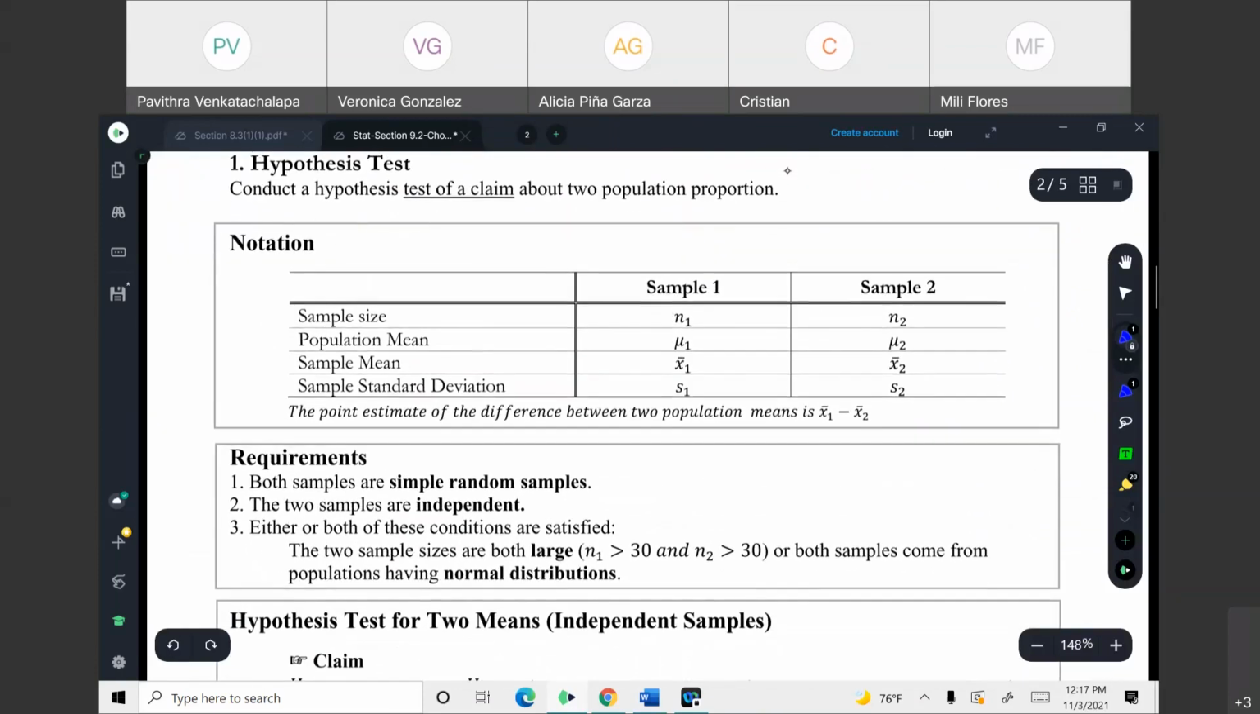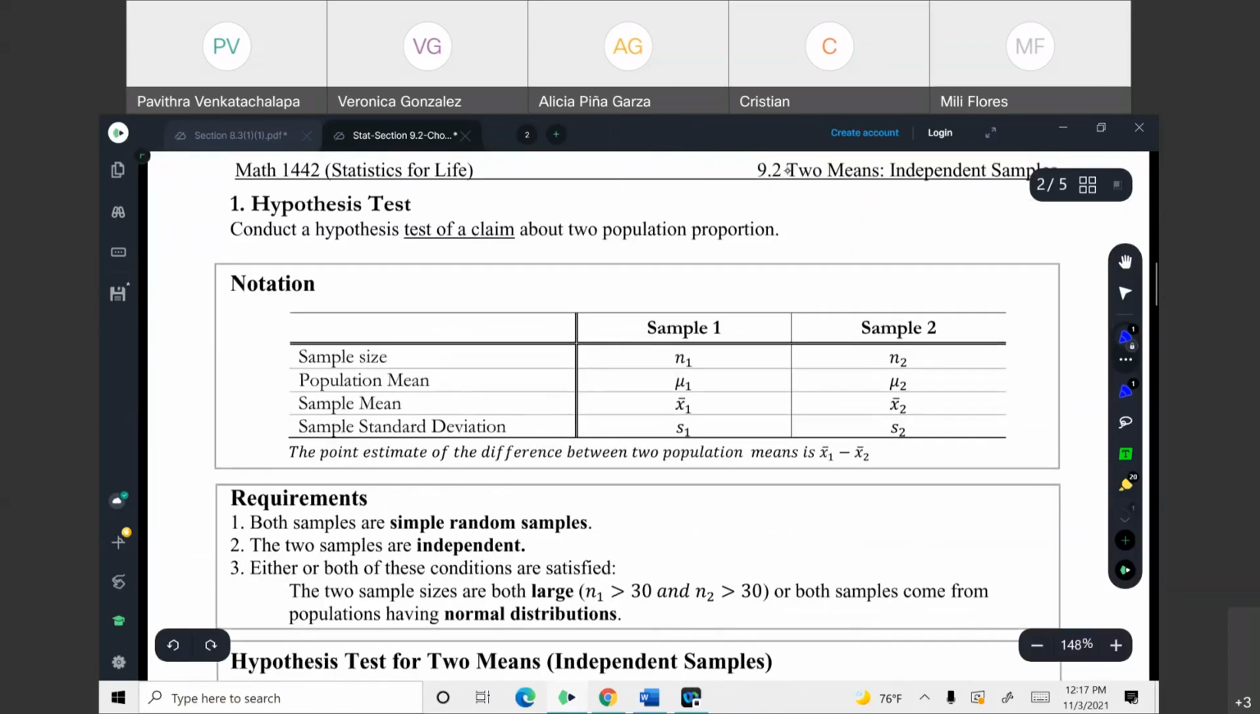Next we are going to do a hypothesis test like we did in chapter 8, writing the null and alternative hypothesis, finding critical value, test statistic, and then making an initial conclusion and then the final conclusion. So we are going to repeat the same steps here in chapter 9.